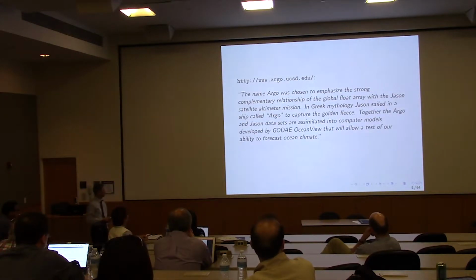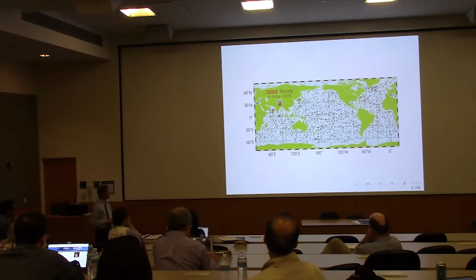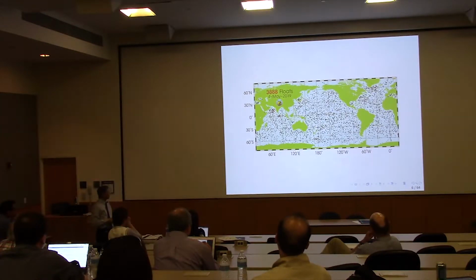It does this continuously, and there are thousands of floats, roughly 4,000. Here's a picture of where the floats were a couple of days ago. This picture is renewed every day on the Argo data site, or project site rather. So there are this many floats on that day.